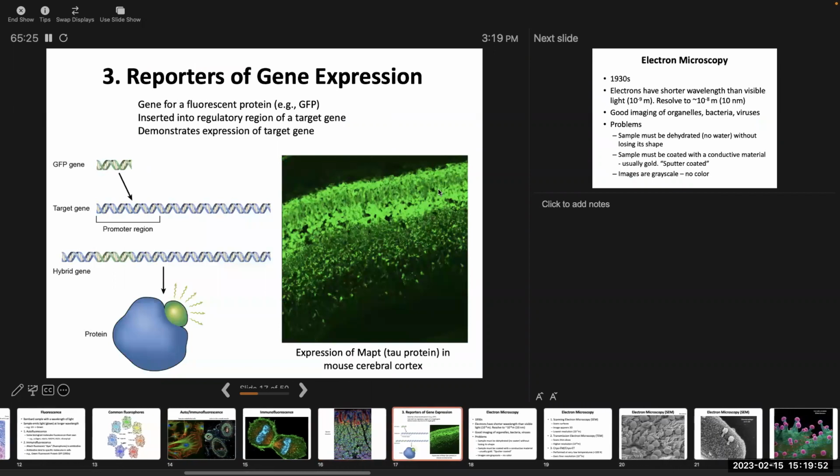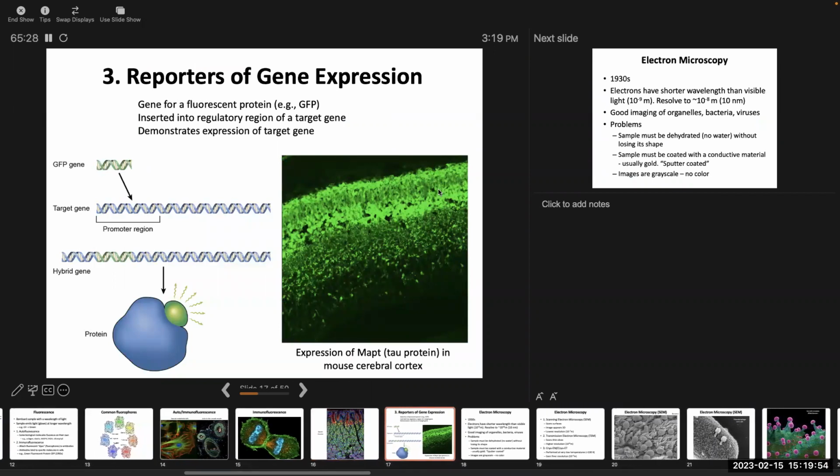One final use of fluorescence. I'll talk about this and then I'll let you all take a break because I'm talking a long time.